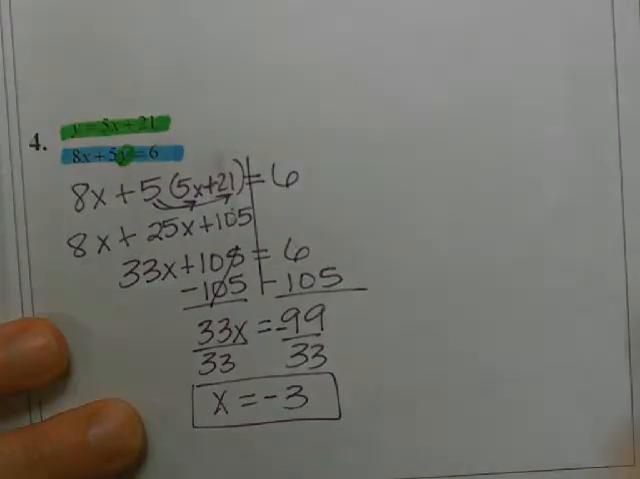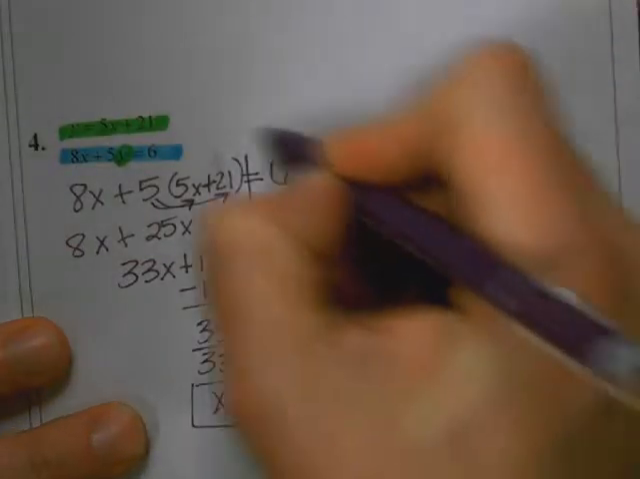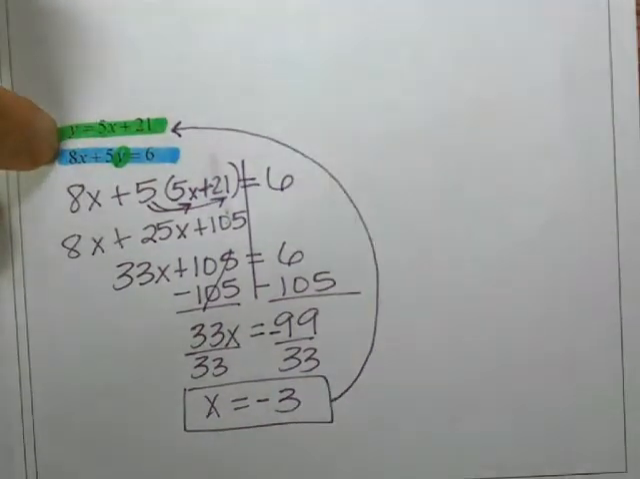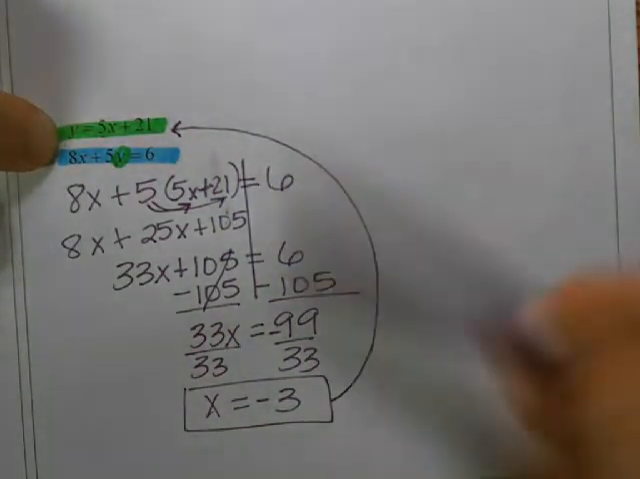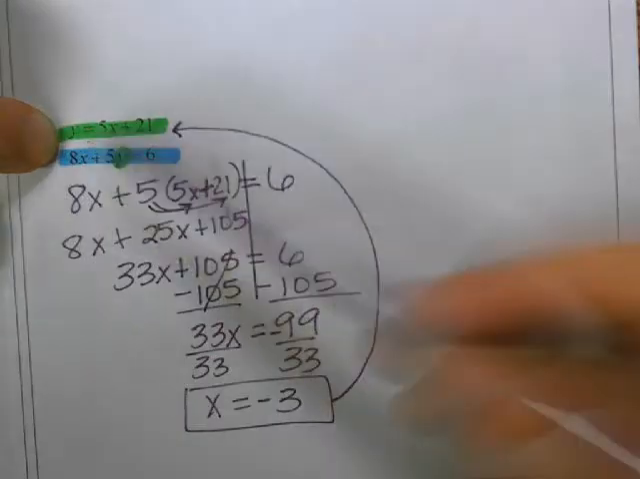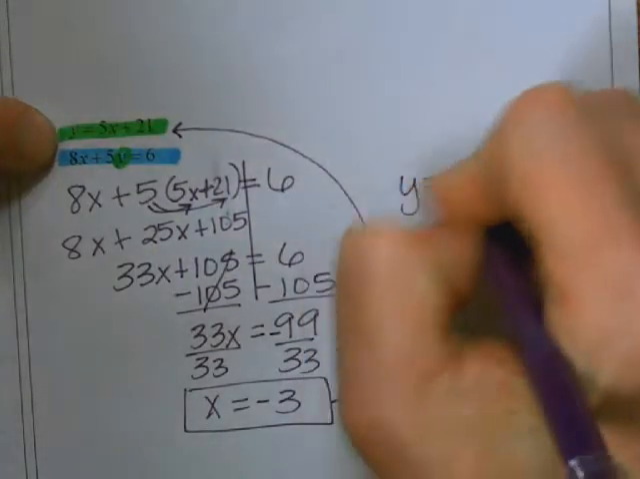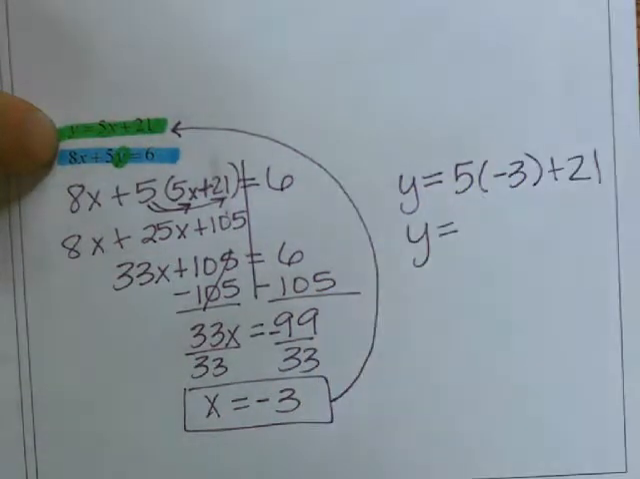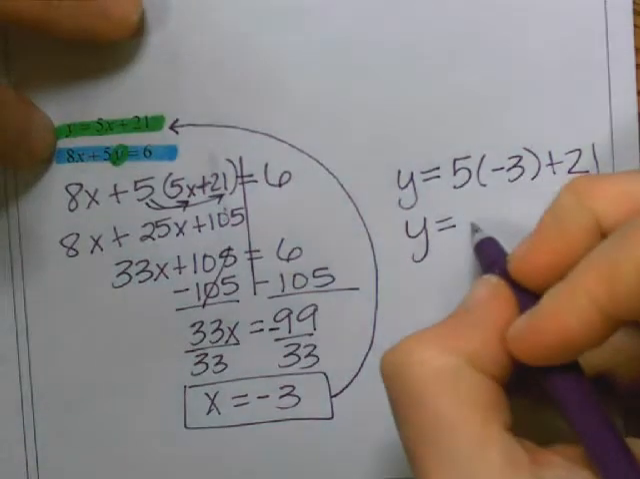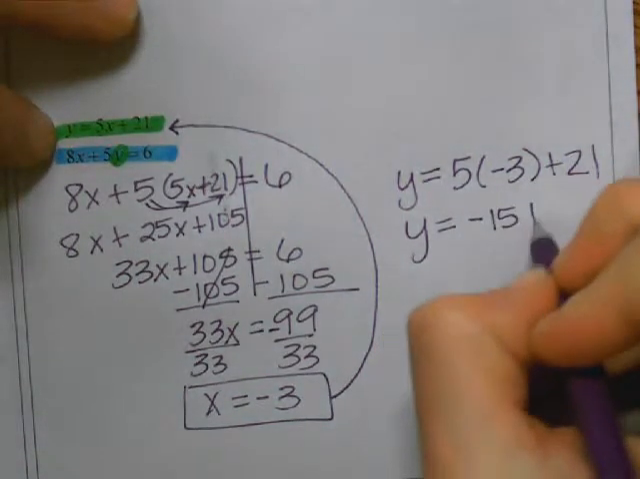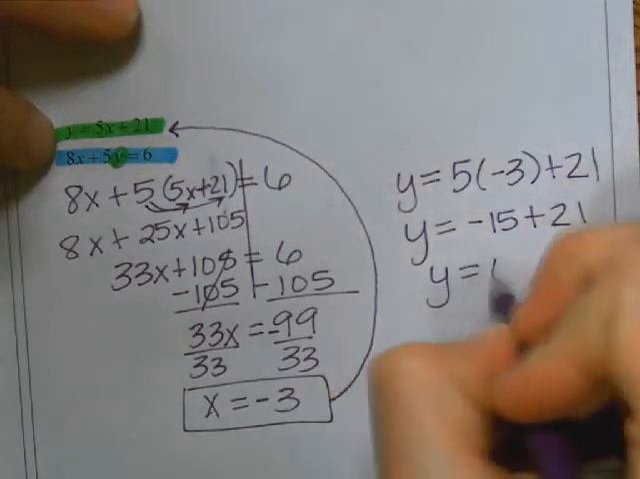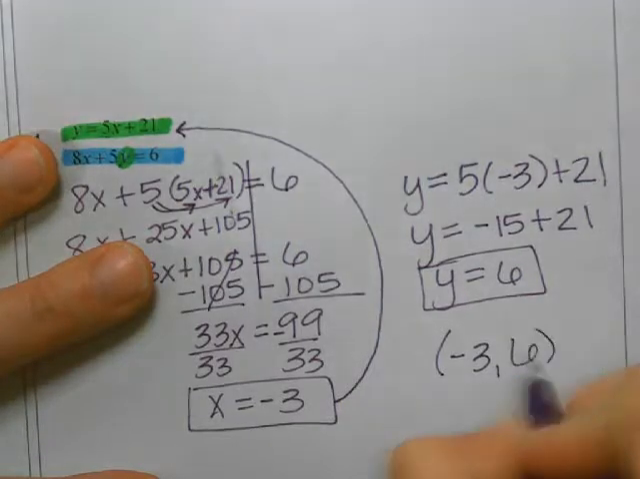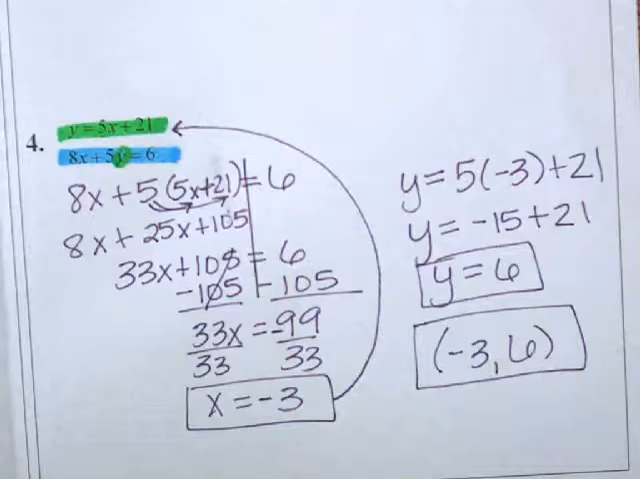Now we're not done. Remember, we take this back up to the one that's solved for already, or what we called our bench. So we take it back up to the green one. And then we picked this equation because it says y equals. We already know what x is, so we're trying to find y, so this is the easiest one to use. So then we say y equals 5 times negative 3 plus 21. And if you do that on your calculator, you get 6. I'm going to do it by hand. Negative 15 plus 21, so y equals 6. And remember, my answer has to be an ordered pair, so it'll be negative 3 comma 6. Okay?